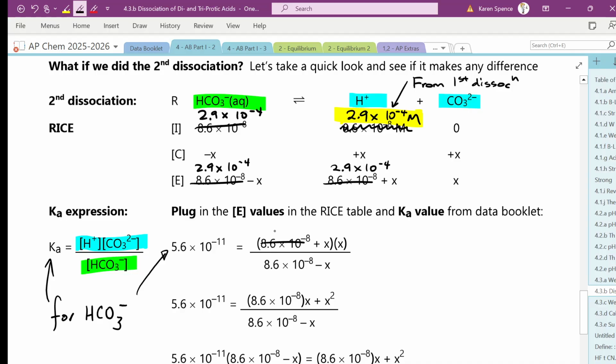All of these numbers in here would be 2.9 times 10 to the minus 4. Oh my gosh, what a pain.